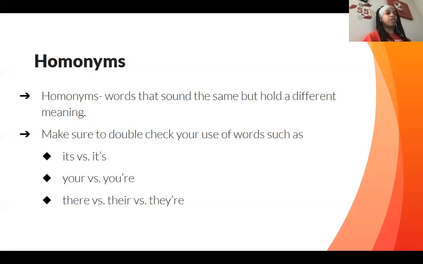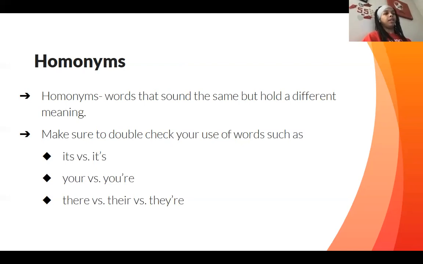The next one is your versus you're. One is for if something belongs to you, for example, if you're asking if something is somebody's, is this your pencil? The other one is for saying you are, the one with the apostrophe, the contraction. So you're nice, you are nice. It wouldn't be your nice. It's you are nice. So you apostrophe re.